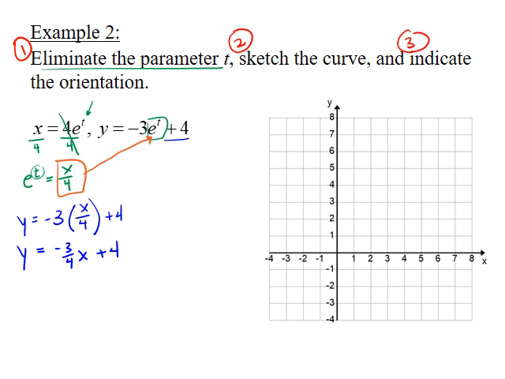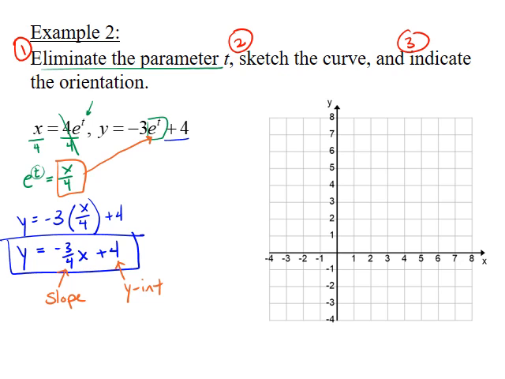I have eliminated the parameter t because this equation no longer has any t's in it, and it is something that we are more familiar with. In fact, this is an equation of a line in slope-intercept form, where negative 3/4 is the slope and the y-intercept is 4.